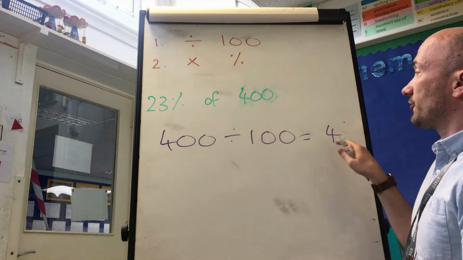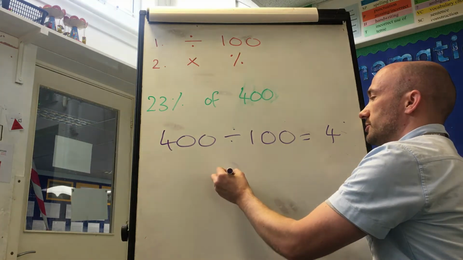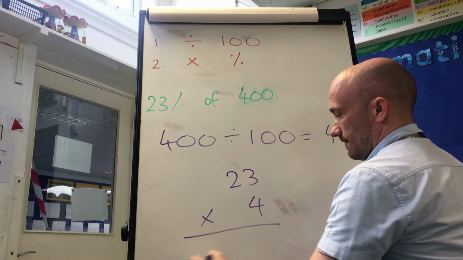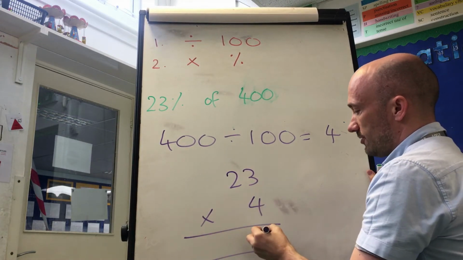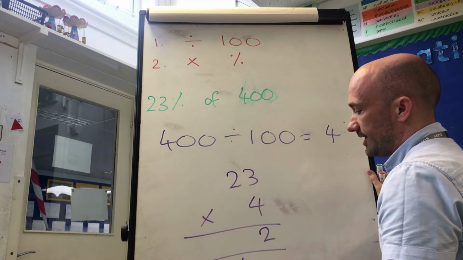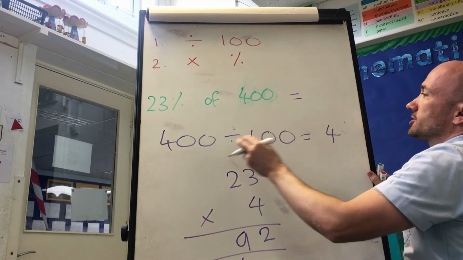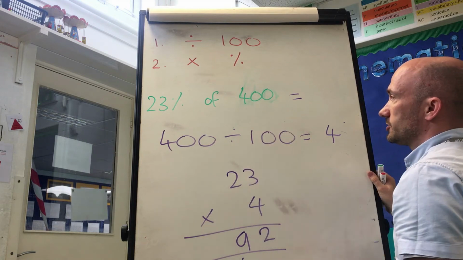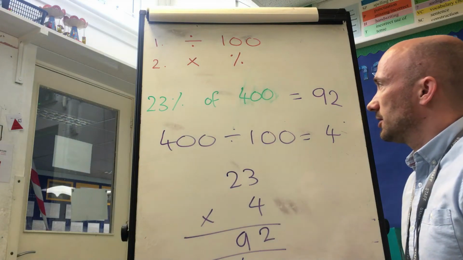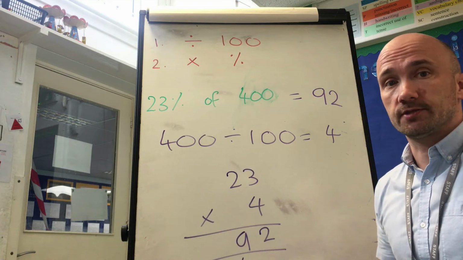And now that I've got 1%, I need to multiply that by 23 to find the percentage that I want. So I do 23 times 4. 4 times 3 is 12. Carry the 10 over. 4 times 20 is 80, plus the 10 is 92. So my answer to 23% of 400 is 92. So if you're confident doing it this way, it is a much more efficient and quicker way to get the answer that you need.